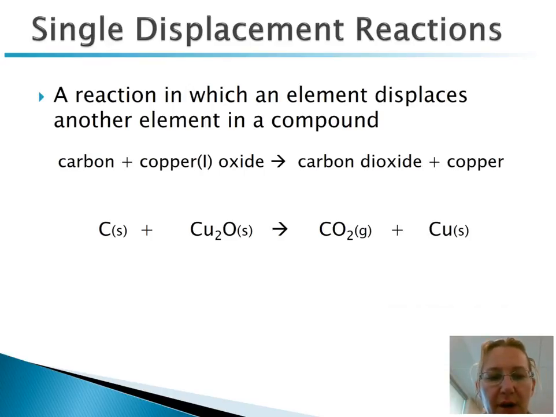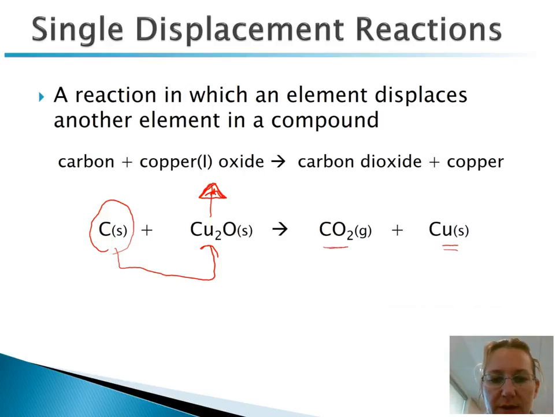So here we have carbon and copper 1 oxide, and it produces carbon dioxide and copper. So what's going to happen is here's our single element of carbon, and it's going to come in and break up this group here. So it's going to displace copper to be by itself, and it's going to bond with the oxygen. Okay, so one single element is displaced. So that is why it's called a single displacement reaction.